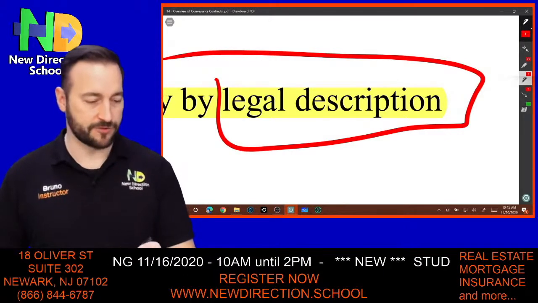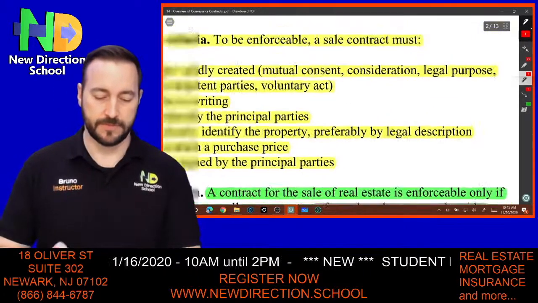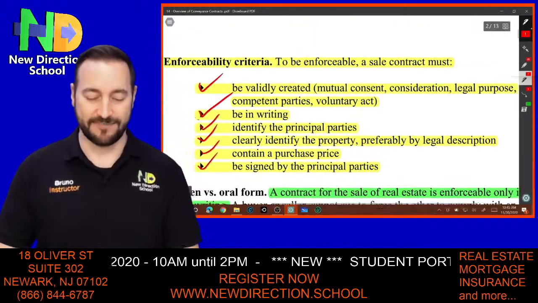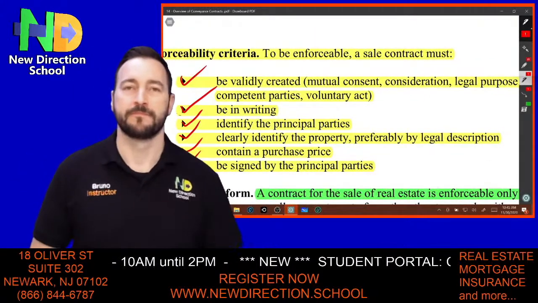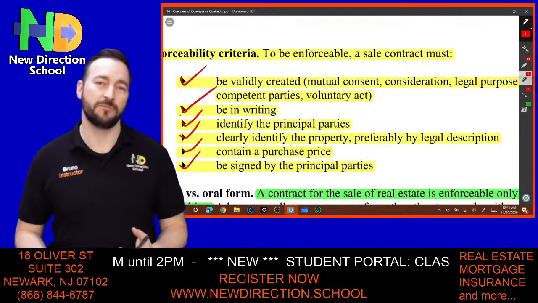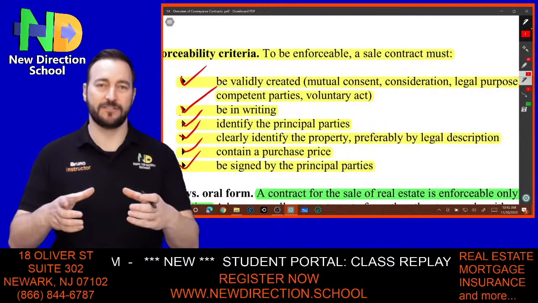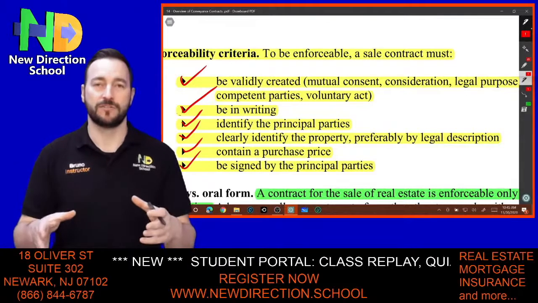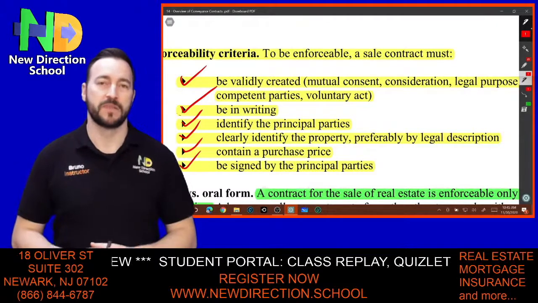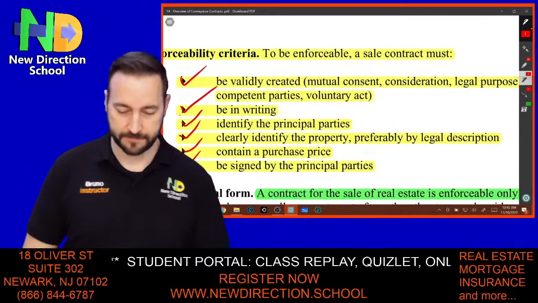So every contract must include some type of identification of the property. That identification of the property is pinpointed by legal description that will describe the land where your house is located. So the parcel of land, where is it, you know?